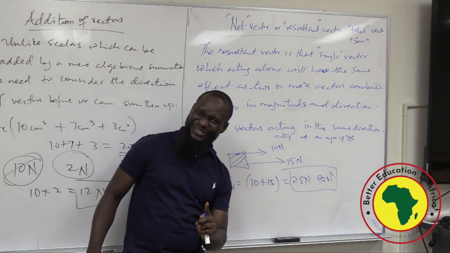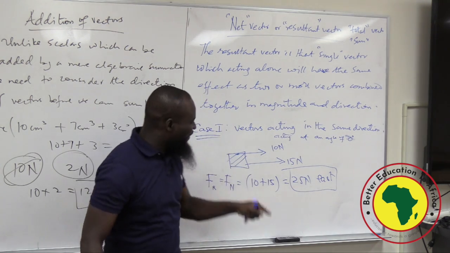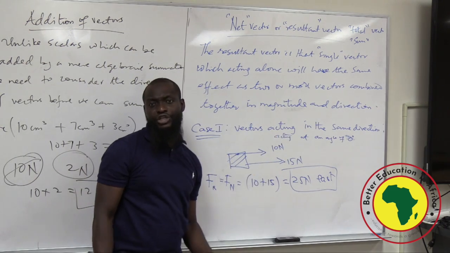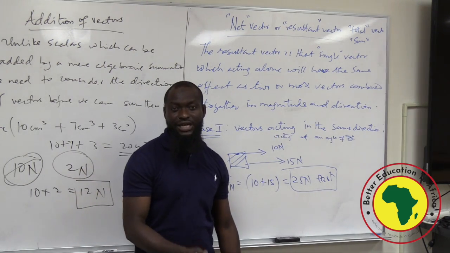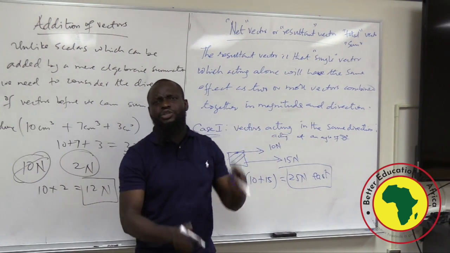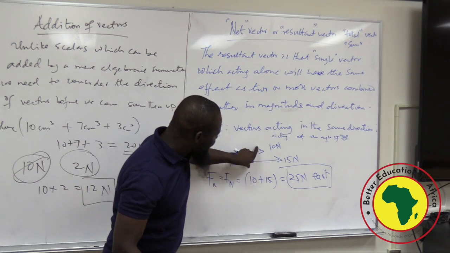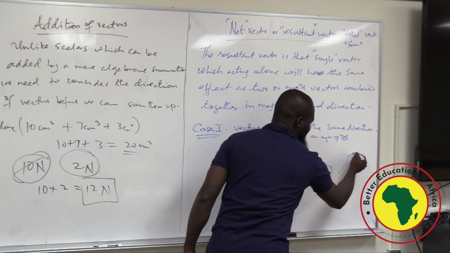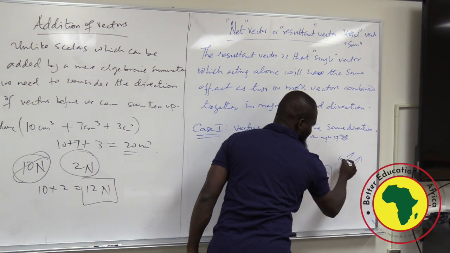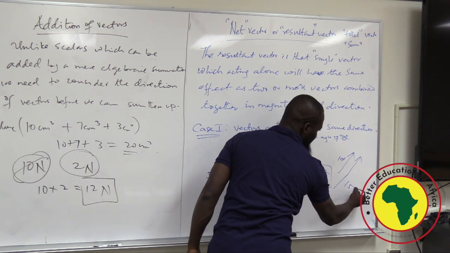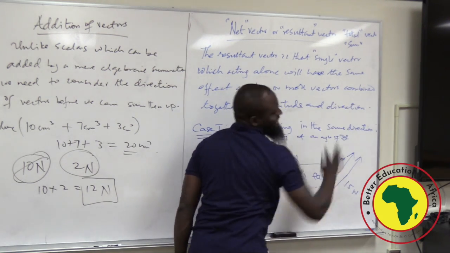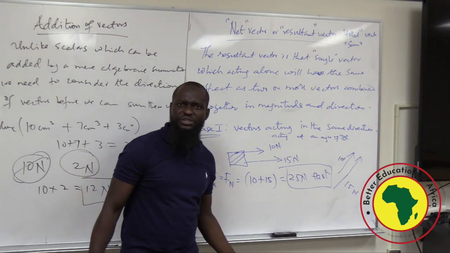So don't get confused. Another way to confuse you for vectors in the same direction, they will say they are parallel to each other. So I have 15 Newton and 10 Newton acting parallel to each other. Parallel means they are in the same direction. And it doesn't have to be east. They could be northeast, 10 Newton and 15 Newton. They will still add up to 25 in that same direction. It is just the direction that will change, okay?